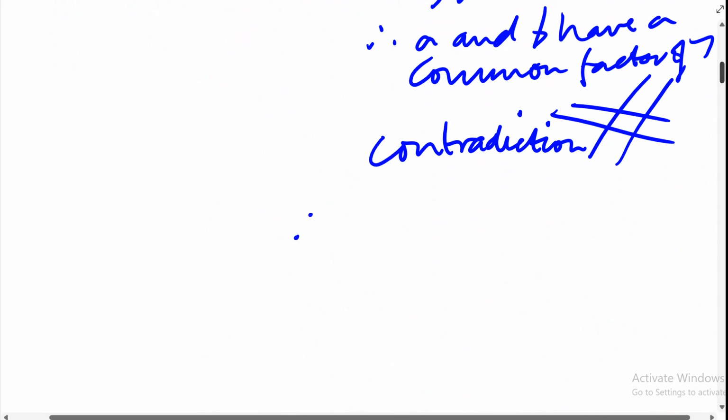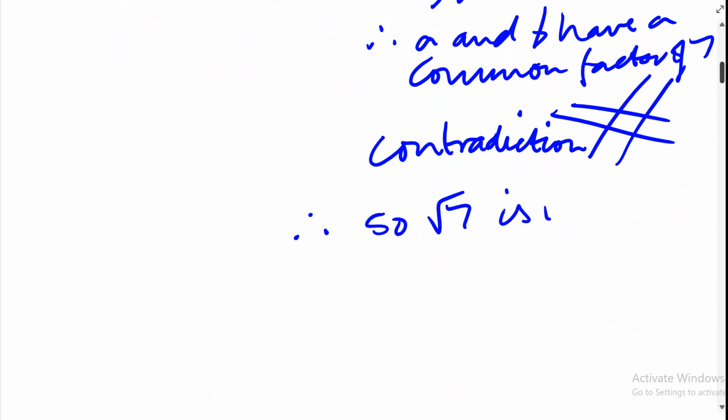Therefore, the original statement must be true. So root 7 is irrational. It cannot be written as a fraction.